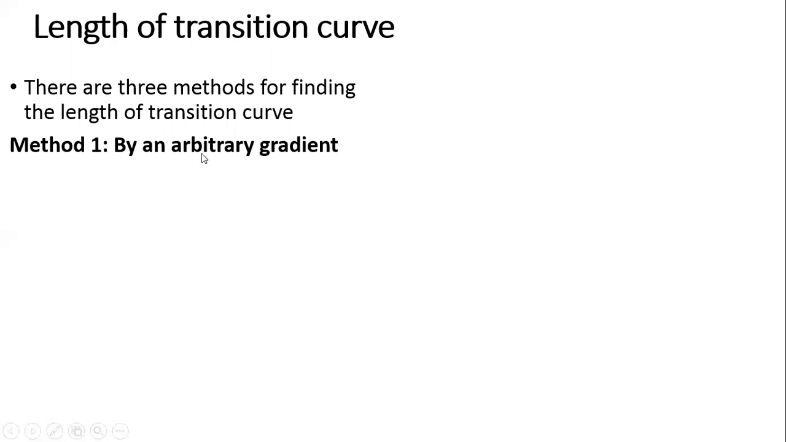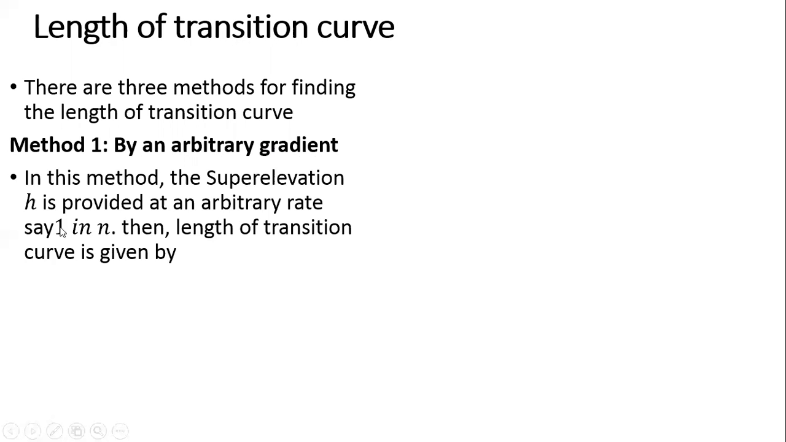The first method is by an arbitrary gradient. Now what is this? In this method, the super elevation, that is h, is provided at an arbitrary rate, say 1 in n. As I told you in the class, in civil engineering we designate the slope as 1 in n, meaning when you are moving n meters horizontally, your elevation changes by 1 meter vertically. So this is the meaning of 1 in n.